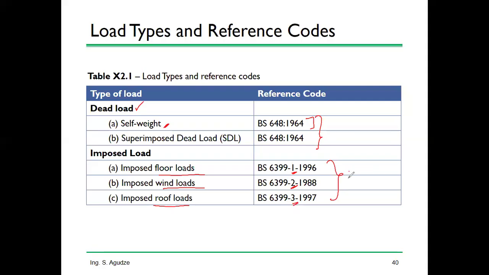These are the codes you have to refer to. So for example, if the structure will be used as an office, you have to go into BS 6399 part 1 and see what is the floor load for office. If it is classroom, you know. If it is bedroom, you go there and pick. And these codes I'll be giving to you, or you can download them yourselves, because in due course you have to refer to them to be able to use them for design.